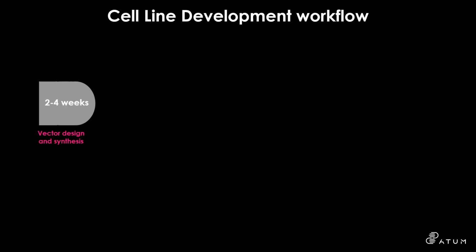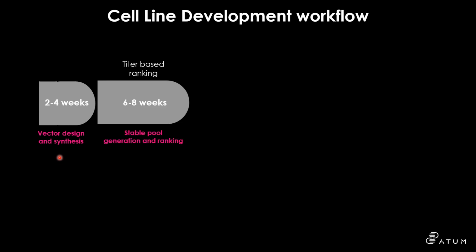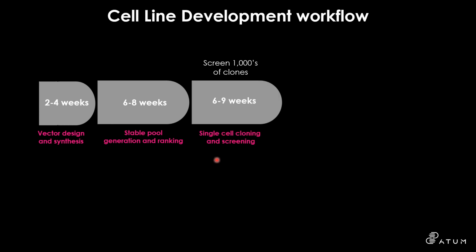Cell line development, as you're all aware of, is a relatively long and tedious process, which begins with the design of a vector, the synthesis of that vector, and of course the transfection into the CHO cells. Stable pools are generated and ranked, and typically this ranking is done on the basis of titer. Following pool ranking, a subset of the pools are then subject to single-cell cloning and the screening of thousands of clones to identify not only high-producing clones, but also those producing product with the desired product quality attributes.